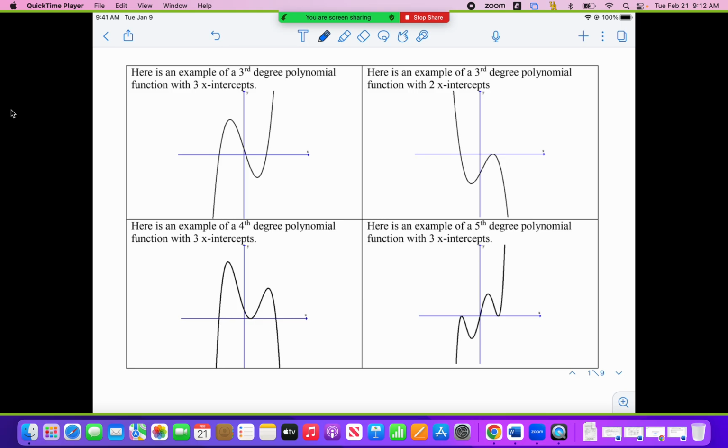Compared to the bottom left when it was an even degree. Yeah, Brendan? The range on the odd ones are negative infinity to infinity. Ooh, nice job. Okay, so the range is negative infinity to infinity on odd. That's true. And on the evens, it had a high point and shoots down.